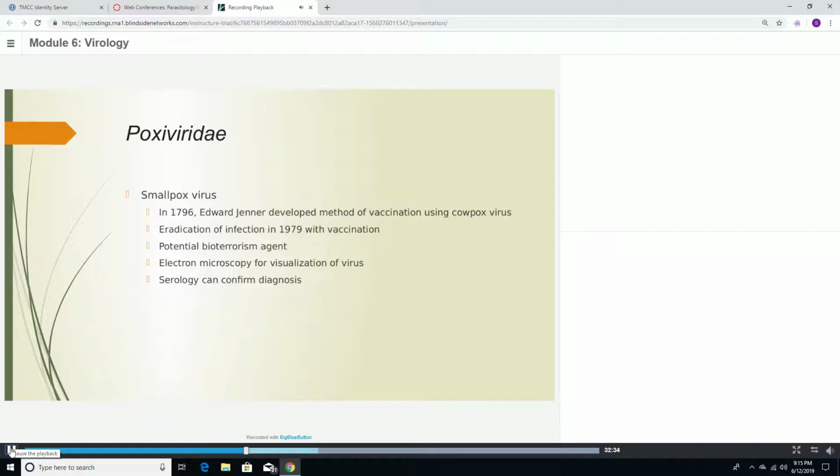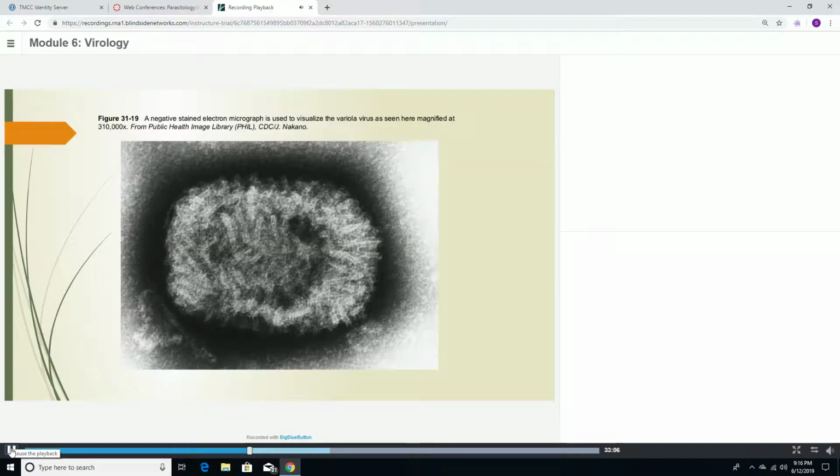In 1796, Edward Jenner developed a method of vaccinating using cowpox virus. This led to the eradication of the infection in 1979 with the vaccination. Smallpox is now listed simply as a potential bioterrorism agent. For diagnostics, we're going to be looking through an electron microscope for visualization of the virus, and then serology testing can confirm diagnosis. So at this point, smallpox is eradicated. It has been wiped out because of vaccinations, but it still can be a bioterror agent. So this is just a picture of a negative stained electron micrograph, and this is the variola virus here, the smallpox virus.